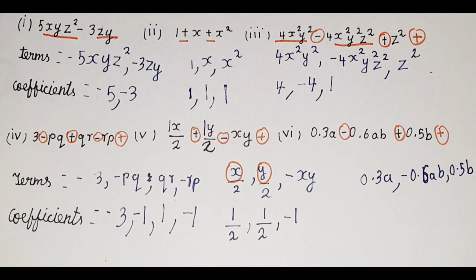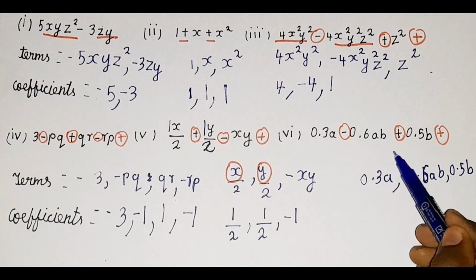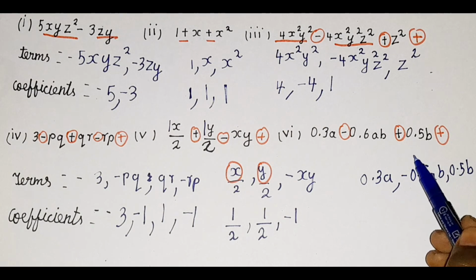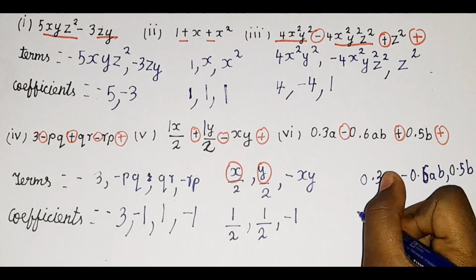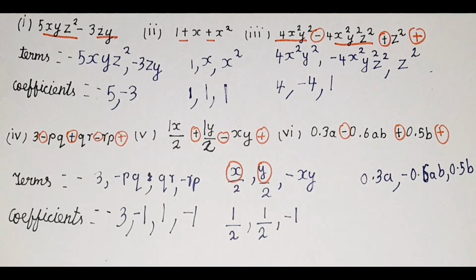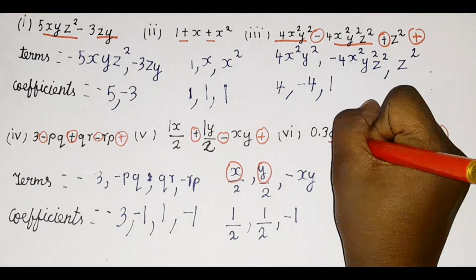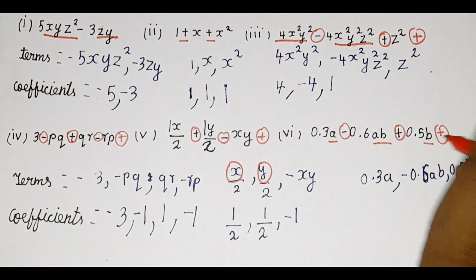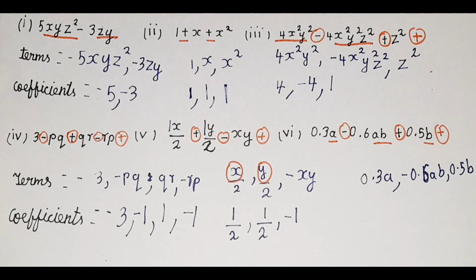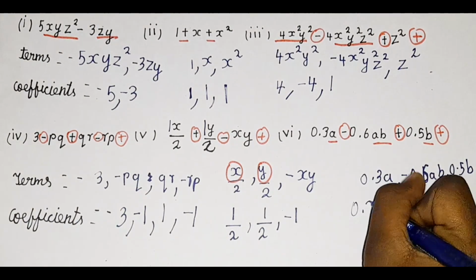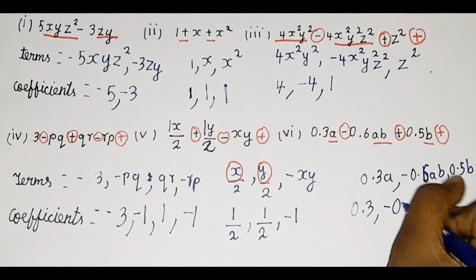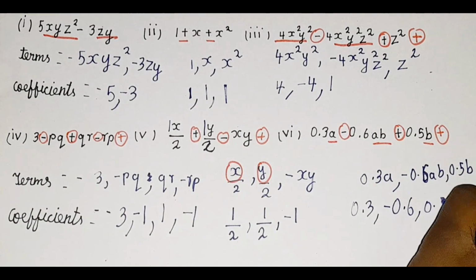Okay. So now let's see the last subdivision, that is the sixth subdivision. So the sixth subdivision is 0.3a minus 0.6ab plus 0.5b. So this is really easy. So here the variables are a, ab, b. So now what we'll do here? So 0.3 comma minus 0.6 comma 0.5.